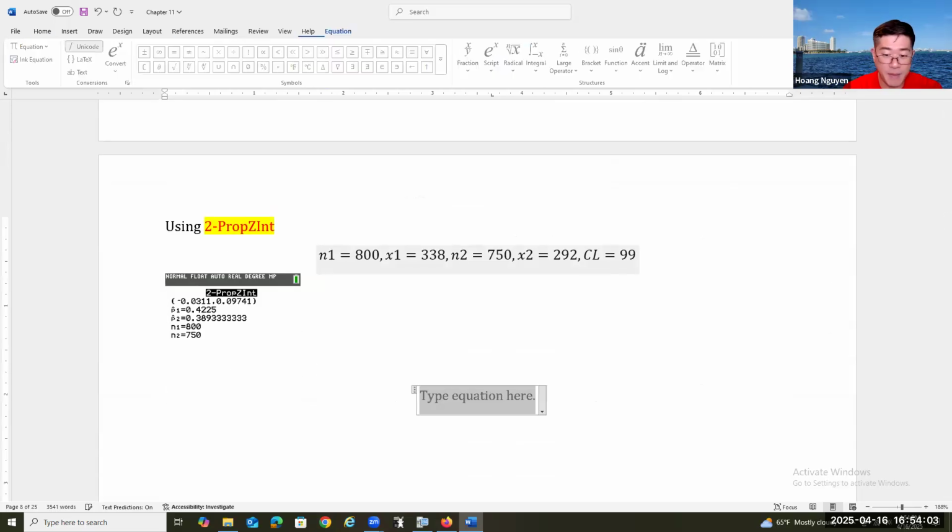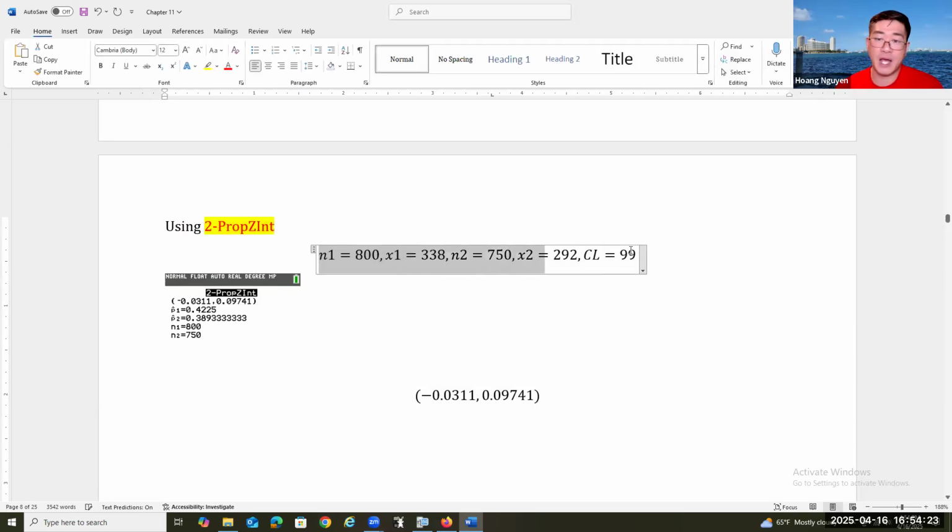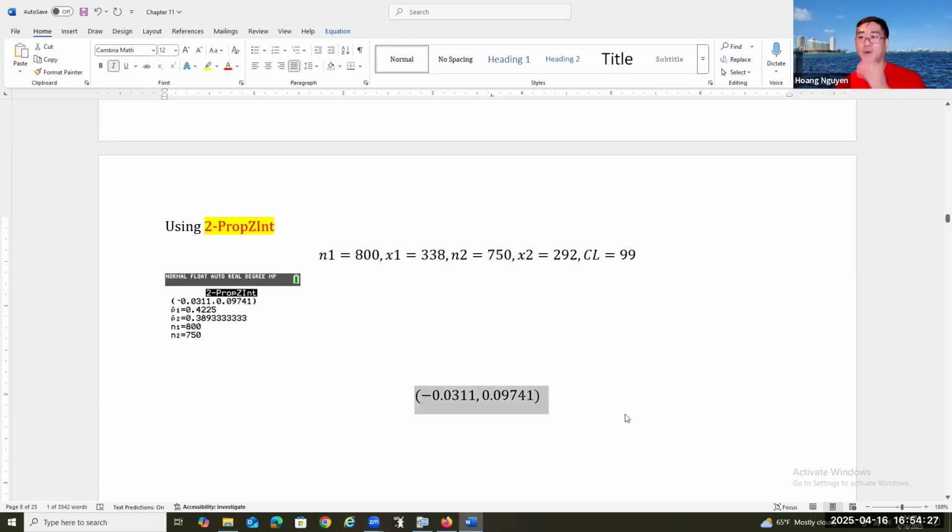So the answer from the calculator for the lower bound is negative 0.0311, and the upper bound is 0.09741. Okay. So for those of you who are going to use a shortcut, this is going to be your work. You don't have to copy the picture. Just give me the name of the shortcut, give me the input that you used for the calculation, and after that, just quote the answer from the calculator.